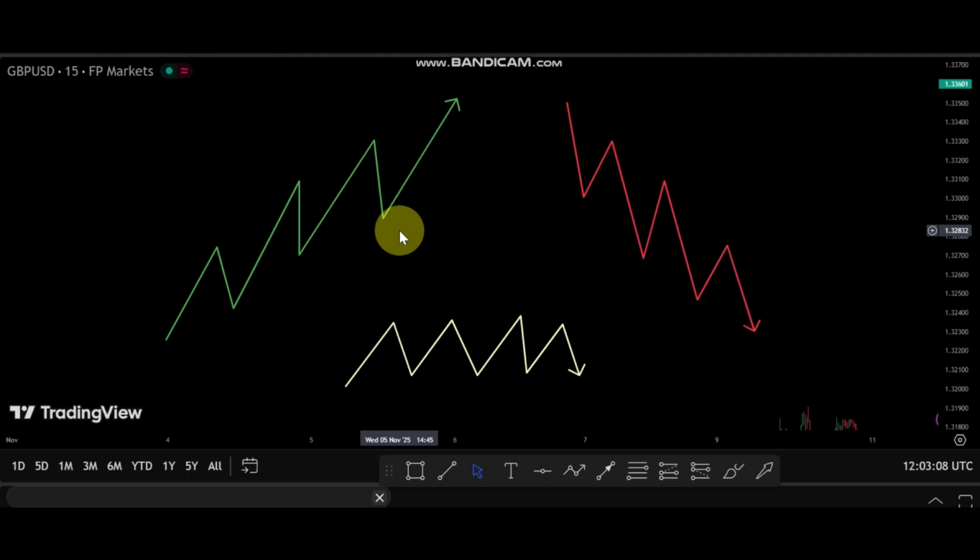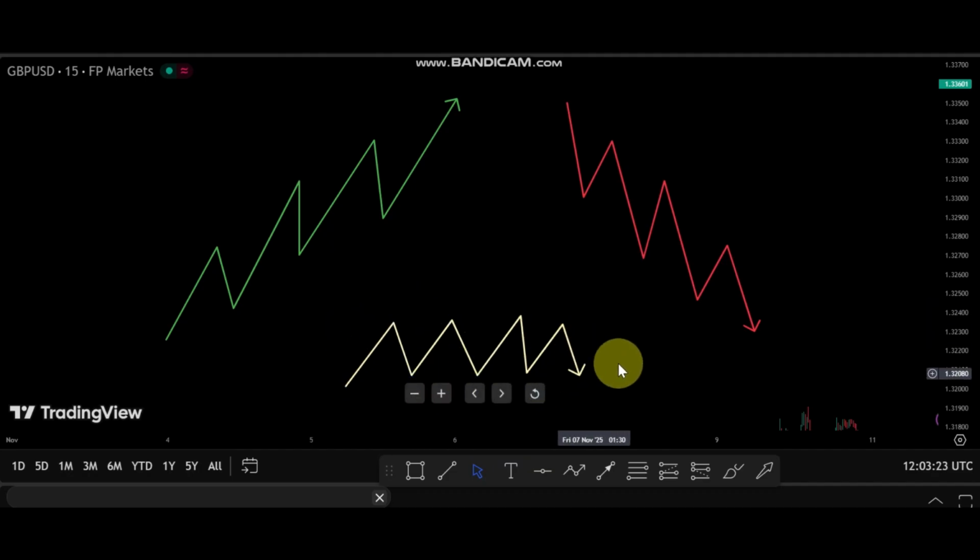Market structure. What is market structure? Market structure tells us the direction of the market. Either the market is going upward, that is uptrend, the market is going downward, that is downtrend, or the market is going sideways with no clear direction, which is called consolidation.